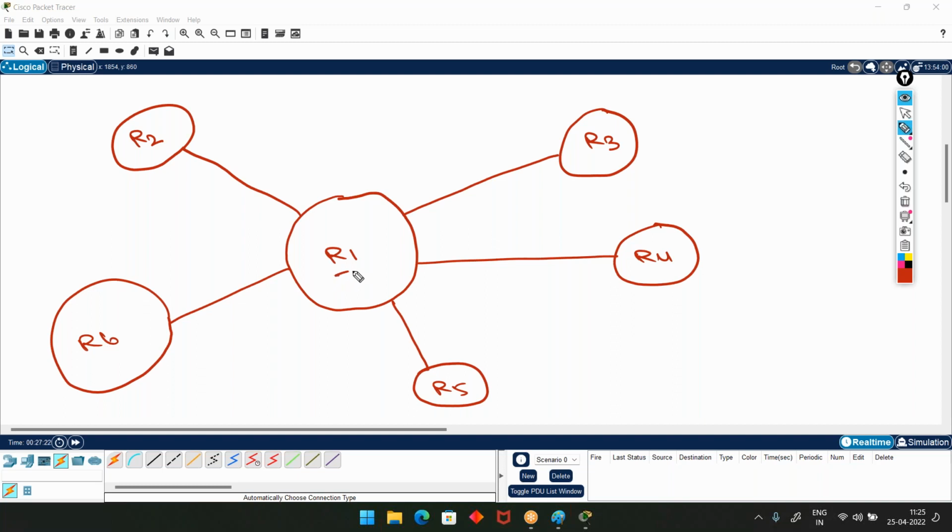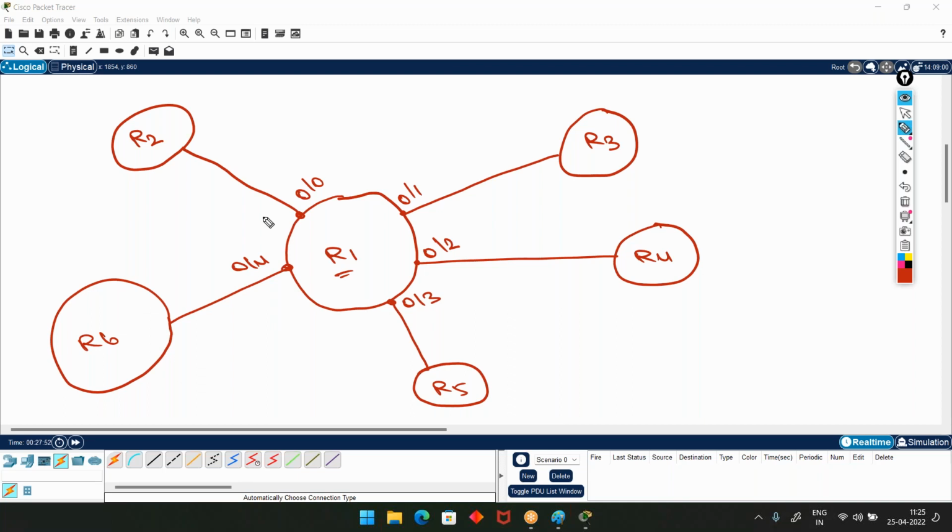Suppose this R1 router is connected to 5 other routers through different interfaces. Assume this is the 0/0 interface, this is the 0/1 interface, the 0/2 interface, the 0/3 interface, and the 0/4 interface.